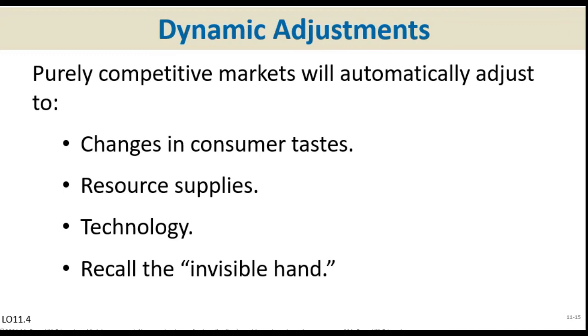where P equals MC and equals the minimum average total cost. And that's what we refer to as the invisible hand, the concept of Adam Smith, to portray that dynamic adjustment that happens automatically on the market.